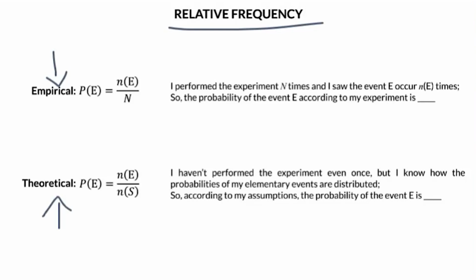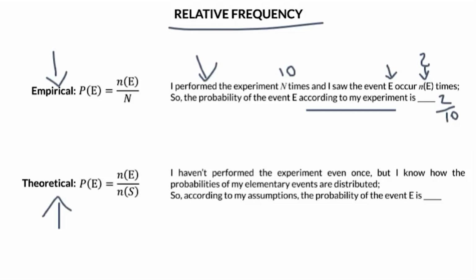In the empirical case, what you're doing, you can just read this out loud. I performed the experiment n times. I saw the event E occur n of E times. So the experiment could be 10 times, and event E occurred 2 times, for example. So the probability of event E according to my experiment is what? 2 by 10. Simple. That's all. This is what empirical probability is.